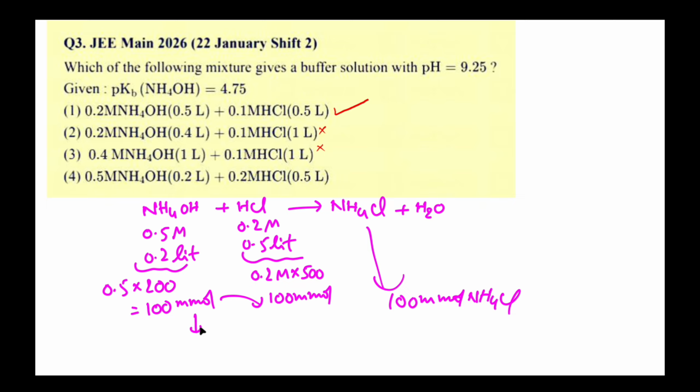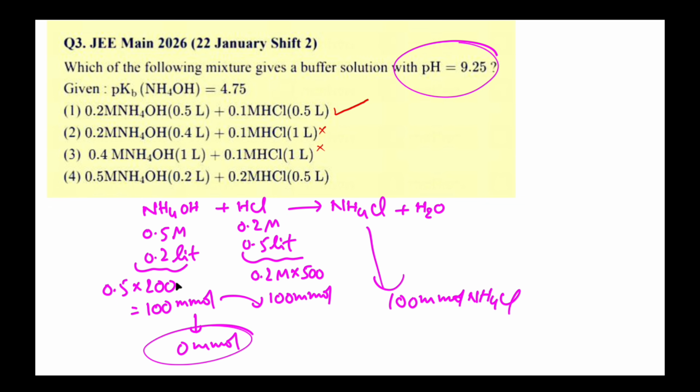So there is no NH4OH remaining. Actually, what does a basic buffer solution mean? A weak base and its salt with a strong acid. If some amount of weak base is still present, then the pH value is greater than 7, so it is equal to pH of 9.25.